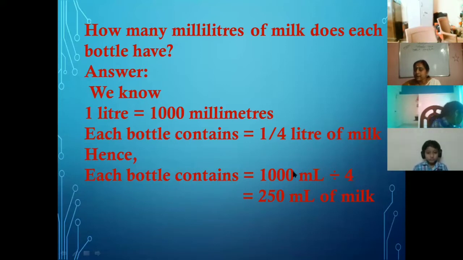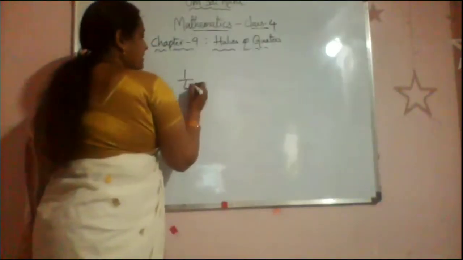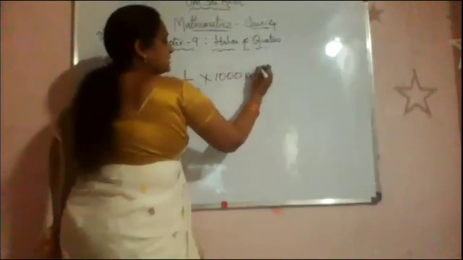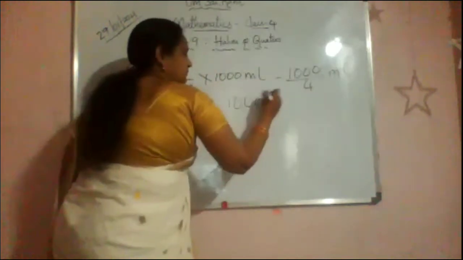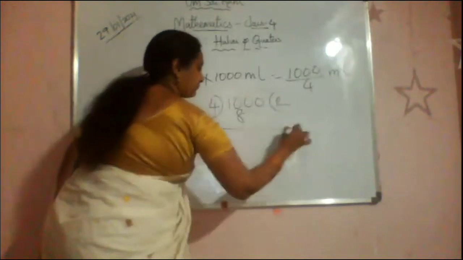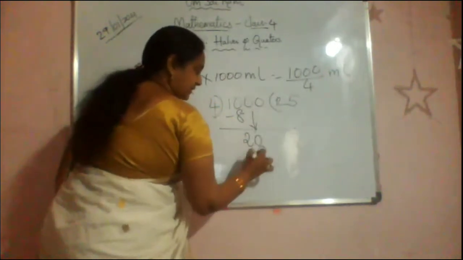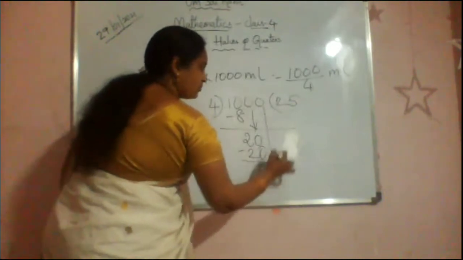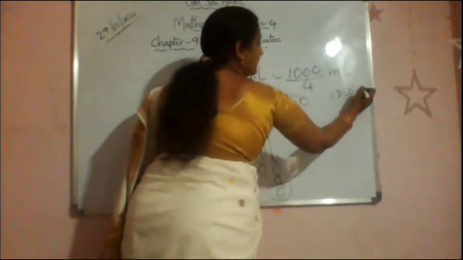So that means each bottle contains 1000 by 4, isn't it? 1000 by 4, what do we have to do? Division, ma'am. Yes, we have to divide. That means 1000 by 4 milliliters. So divide it. 4 2s are 8. Yes, it is 250. Get the 0 down. 4 5s are 20. Again, we have 0. 4 zeros are 0. So what is the answer? 250 ml.